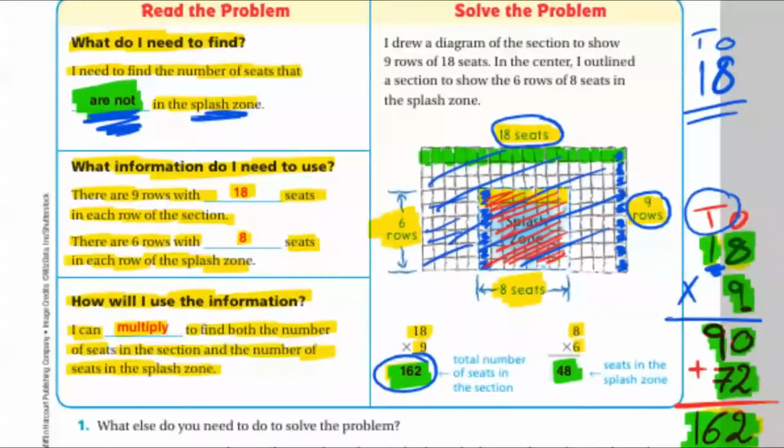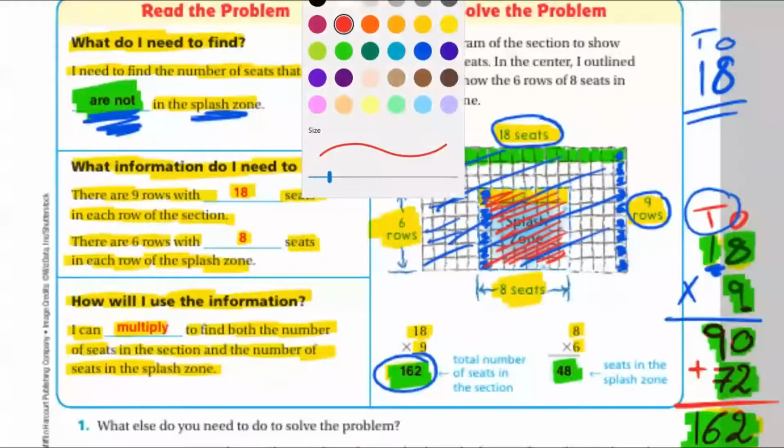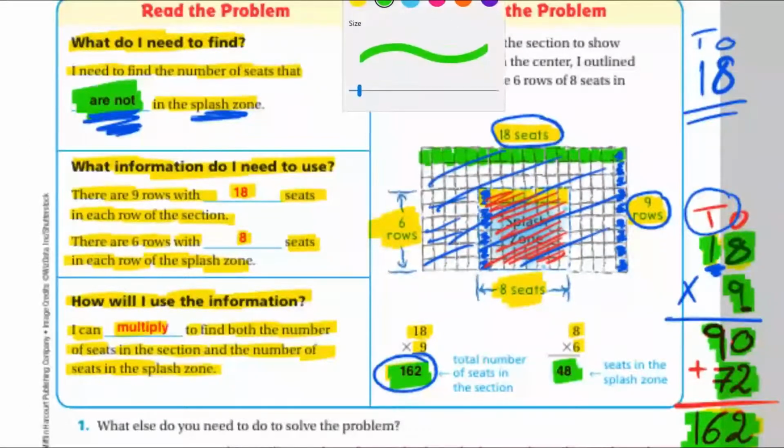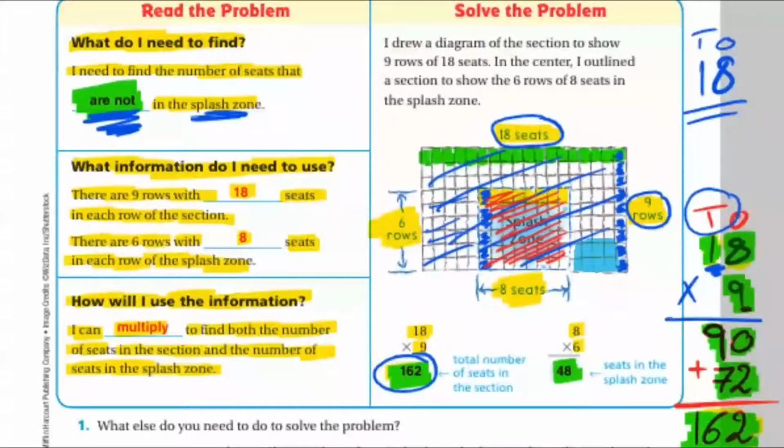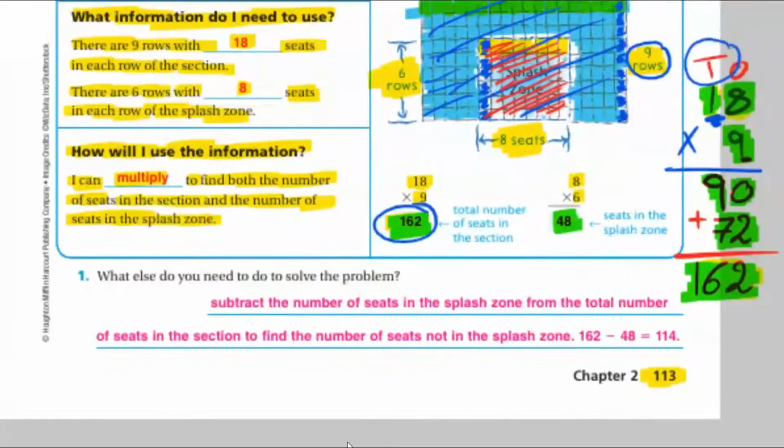So we want to get the total number of the other seats, the color seats, like you see here. You have to subtract. We want to take away the number of seats in the splash zone from the total number of seats of the section. So let's subtract.